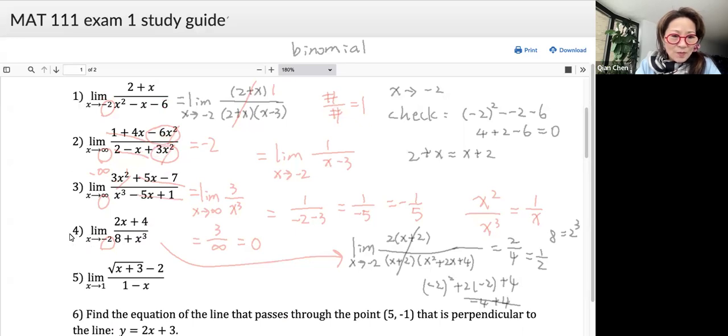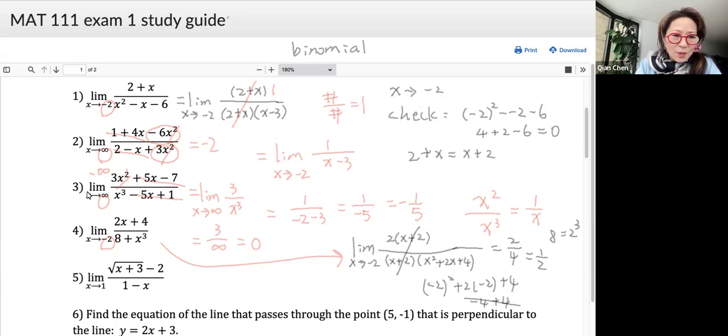For number 1 and number 4, you see x approaches a value. In that case, we need to check if the denominator is 0 when we plug in -2. Indeed, it equals 0, so we have to use a factoring skill. We manufacture a common factor in the numerator and denominator. Then they cancel out to be 1. Then we plug in the value.